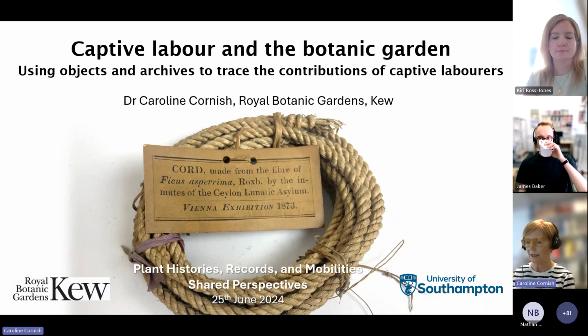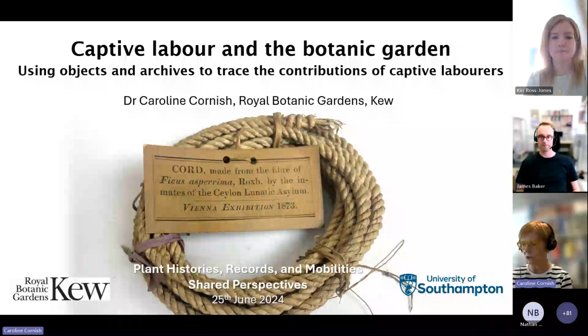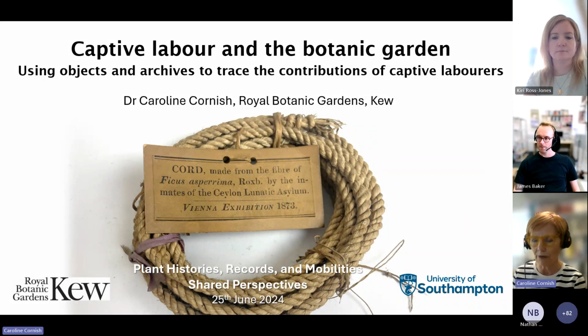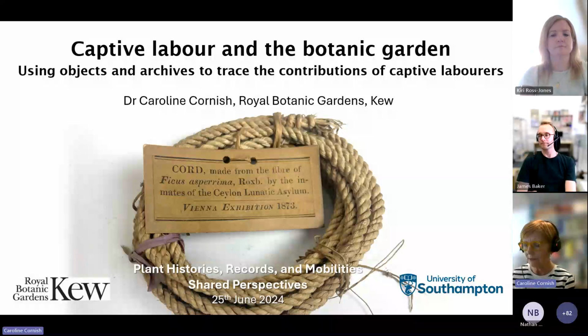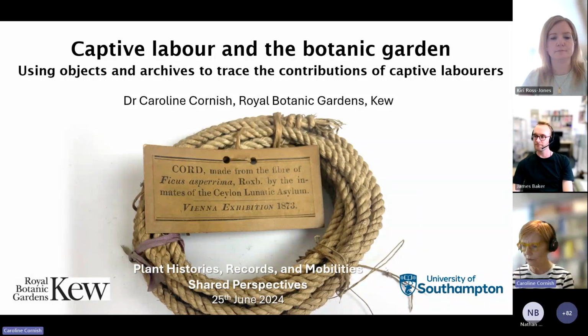However, I'm interested here in other forms of labour deployed in the pursuit of economic botany. My methodology begins with objects themselves as sources, supported by collections, documentation and archival records. To demonstrate my approach today, I'm taking as an example a group of 19th century objects in Kew's economic botany collection.